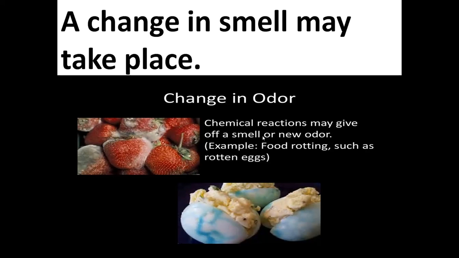In the same way, at your home in the kitchen, you might have seen this type of change. For example, food items that are kept may get rotten and produce a foul smell. A change in smell may also take place, and it is also a result of chemical change. Chemical reactions may give off a smell or new odor, generally while food is getting rotten, or rotten eggs. So these are all examples of chemical change.